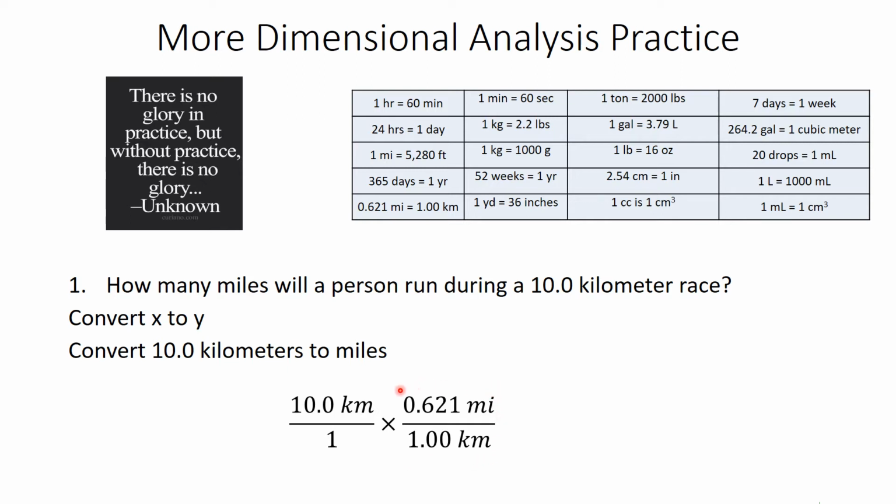The reason I do that is I want to get a number at the end that is numerically equivalent to 10.0 kilometers. I want something that is equal to 10.0 kilometers. So the only way I can multiply 10.0 kilometers by something and get the same amount back is if I multiply by 1. So if I say 1 kilometer is equal to 0.621 miles, and I put kilometers on the bottom and miles on the top, I essentially am multiplying by 1. But let's see what happens.